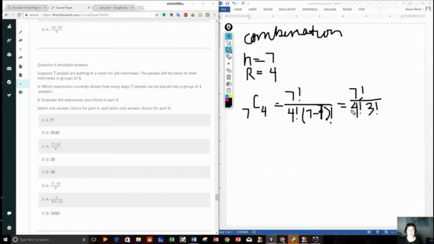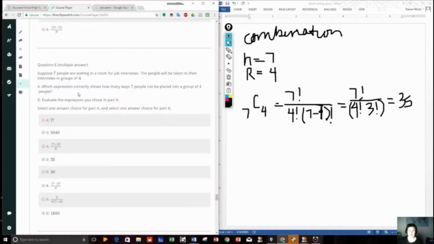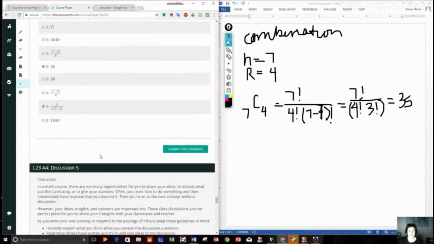And so we can use our calculator for this, and since the denominator has 4 factorial and 3 factorial, we're going to include parentheses when we type that into our calculator. So we are going to have 7 factorial divided by parentheses 4 factorial, 3 factorial. That's going to equal 35. Okay. So we have 7 factorial divided by 4 factorial times 7 minus 4 factorial, and that gives us 35 groups.